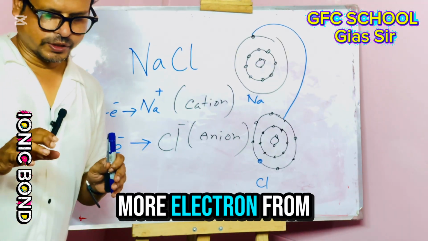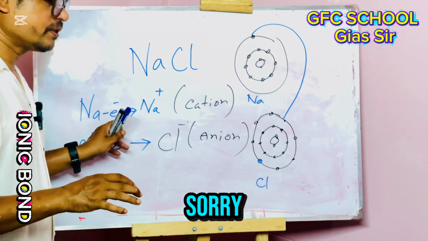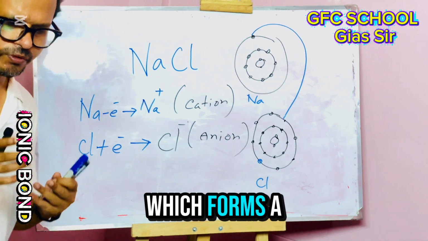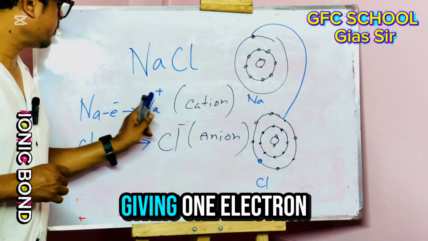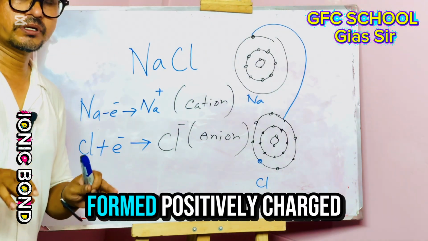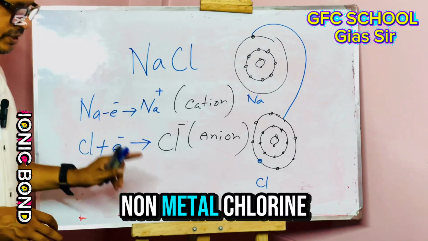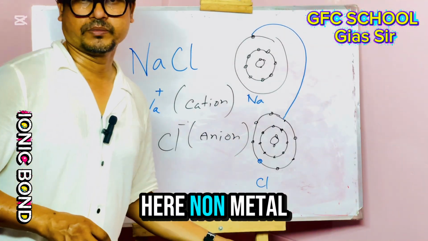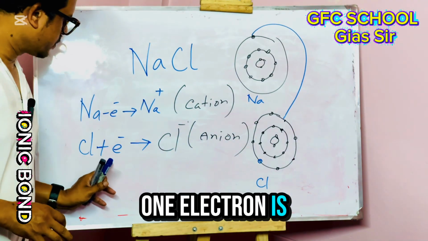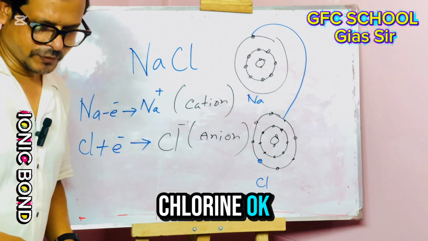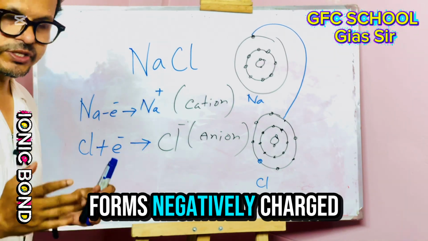Okay, electrons move from a metal atom. Sodium is a metal, which forms a positively charged ion. Here, by giving one electron, it forms a positively charged ion, and to a non-metal, actually chlorine here, a non-metal, one electron is provided to the chlorine. Okay, a non-metal atom forms a negatively charged ion.